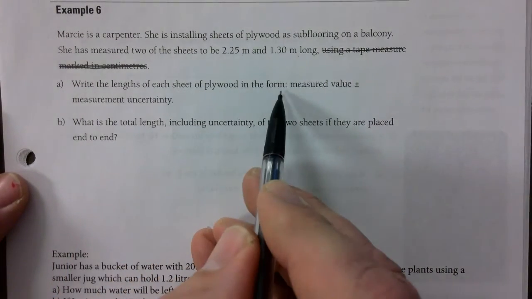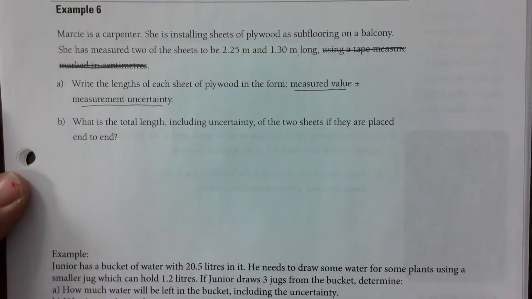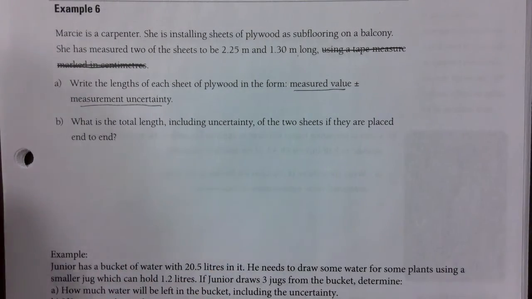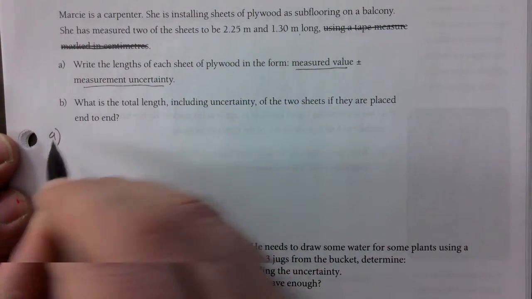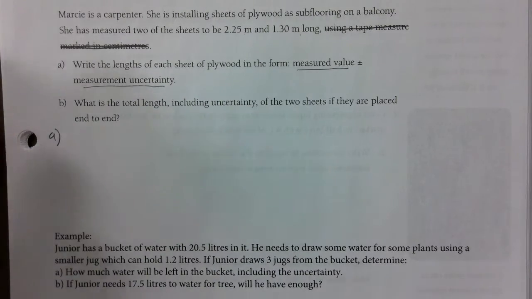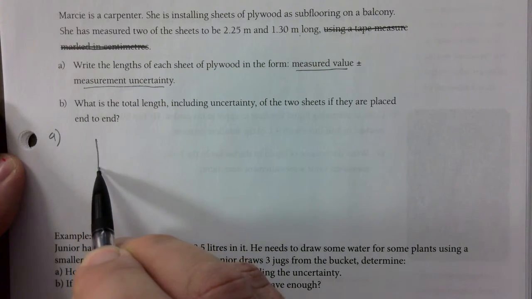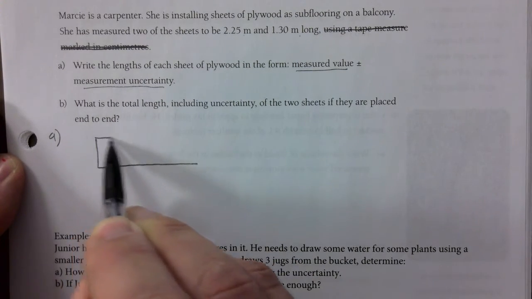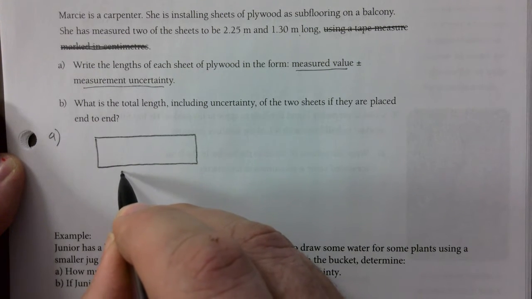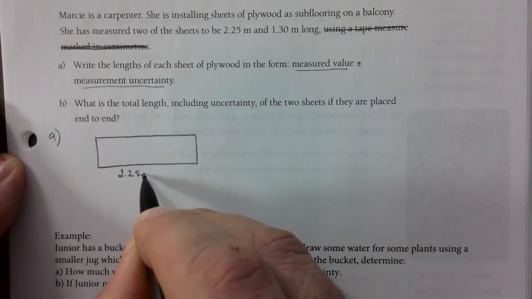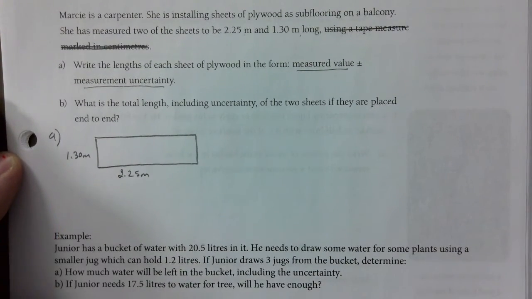Write the lengths of each sheet of plywood in the form measured value plus the uncertainty. And we are going to do that. Watch here. That's why I left room here. We're gonna do A right here. And just draw your plywood sheet like this. Right? We know that this is 2.25 meters and this is 1.30 meters. Okay.